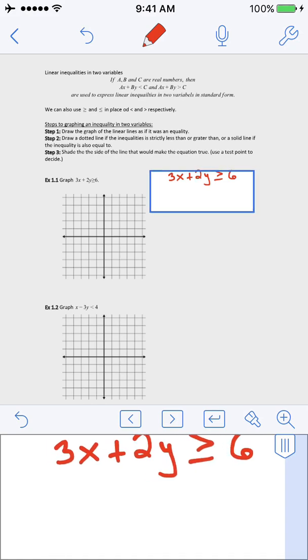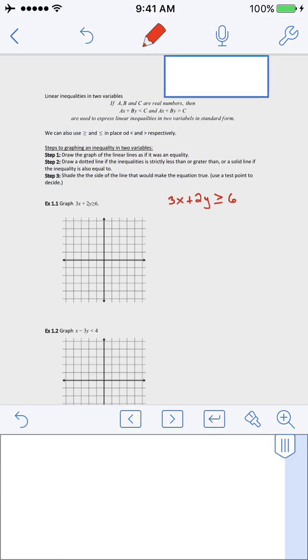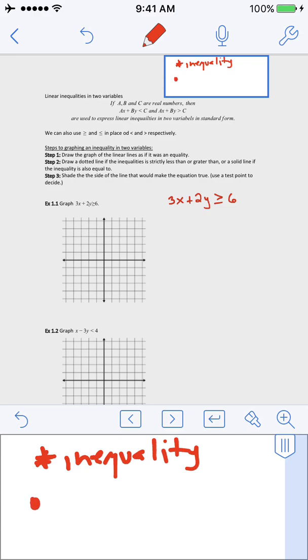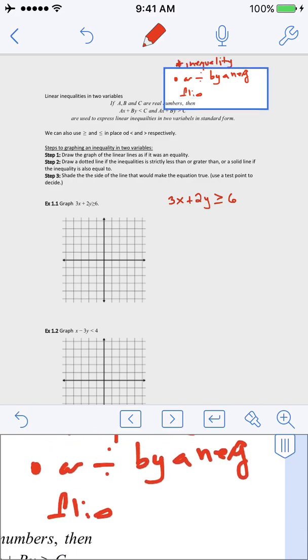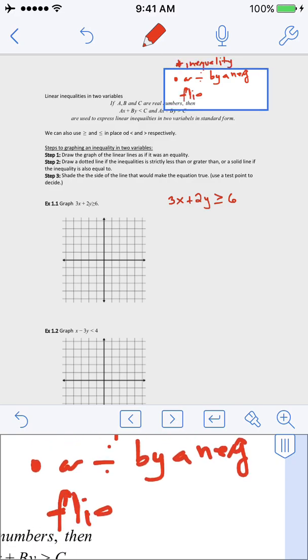Even if it's an inequality, I'm still allowed all the same rules. The only thing I have to watch out for, and maybe we can put this on the side up here, is watch out, little star: in an inequality, multiplying or dividing by a negative. That's the only other thing that would change how you solve when you're using an inequality versus an equation. All that does is flip the inequality sign.